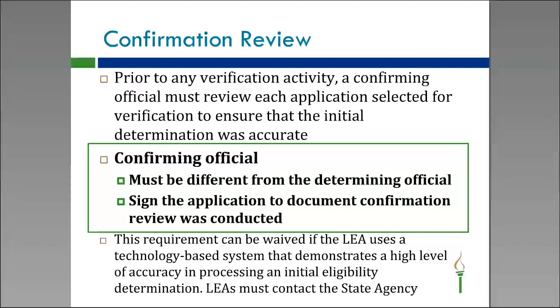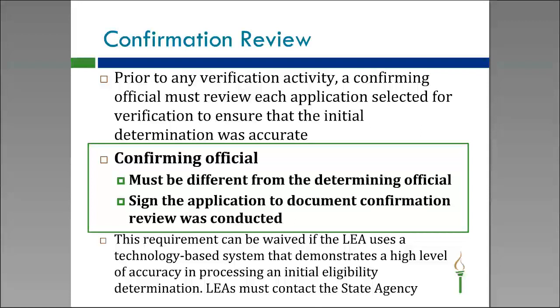After you select the applications that you're going to verify, you must conduct a confirmation review to ensure that the initial determination was accurate. So the confirming official needs to be a different person than the determining official. So they'll check the income calculations, check that the right eligibility category was selected, and check that the application is complete. And then after the confirmation review, the confirming official needs to sign the application at the bottom to document that the confirmation review was conducted.